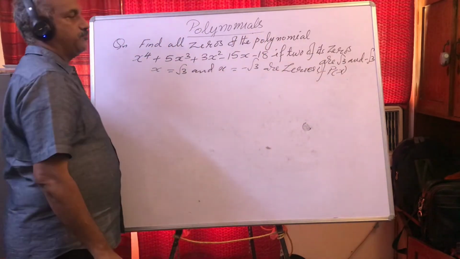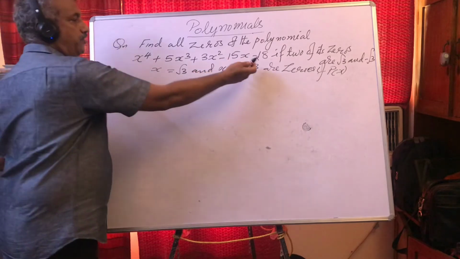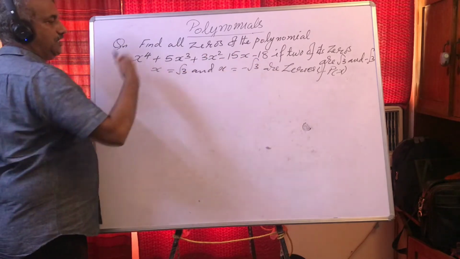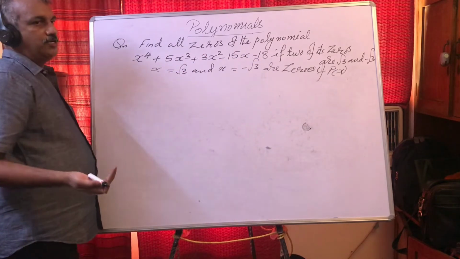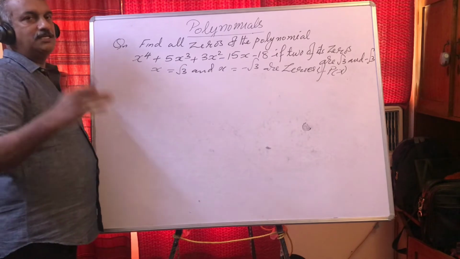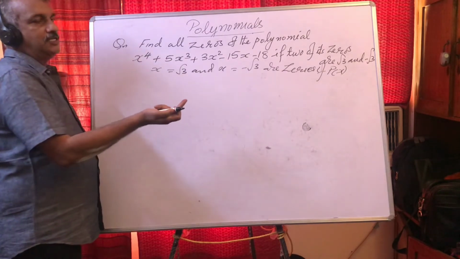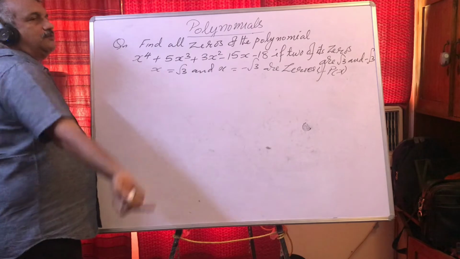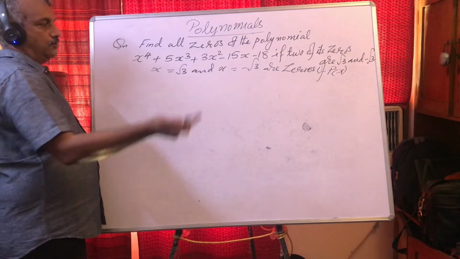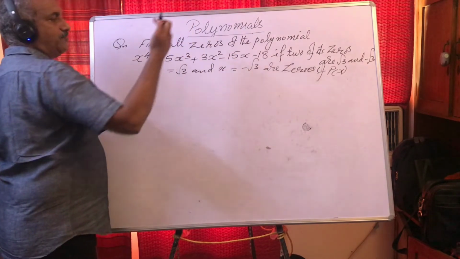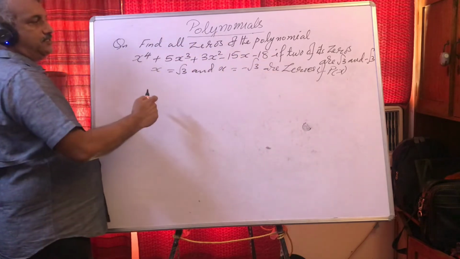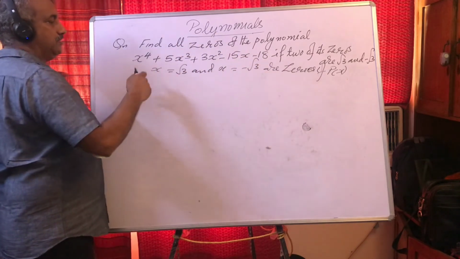Let P of x be this polynomial. Now we are going to take minus root 3 and root 3 to this side, then it will become a factor. That is what we have learned in class 9. If x plus 3 is a factor, x is equal to minus 3 is a zero. So if x is equal to minus 3 is a zero, x plus 3 is a factor. So I am going to bring this side.